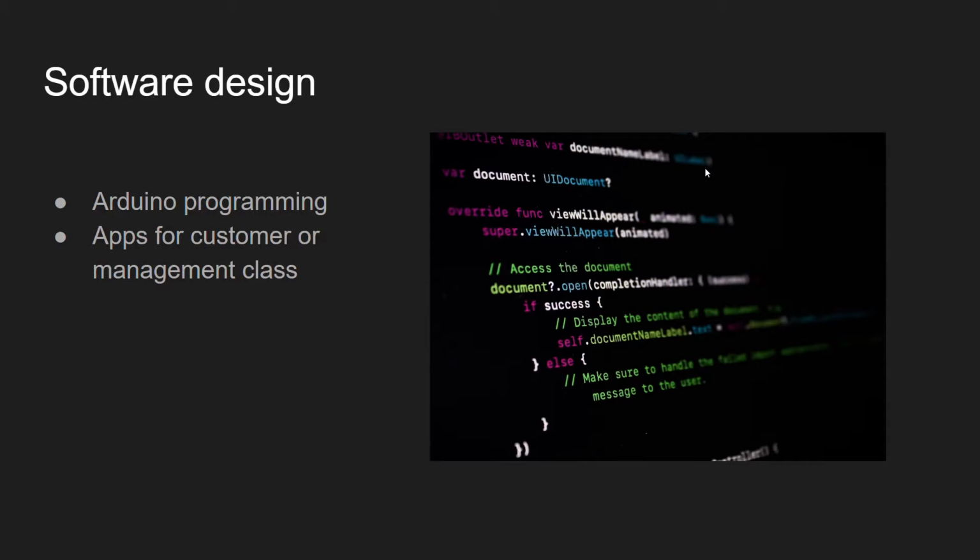I'm Chen Feng, responsible for the software design of our project. Now I'm going to introduce our software design and the progress. The software design of our project could be divided into two parts. One is the programming on the Arduino, and the other is an app for the customer to view the air quality information online.